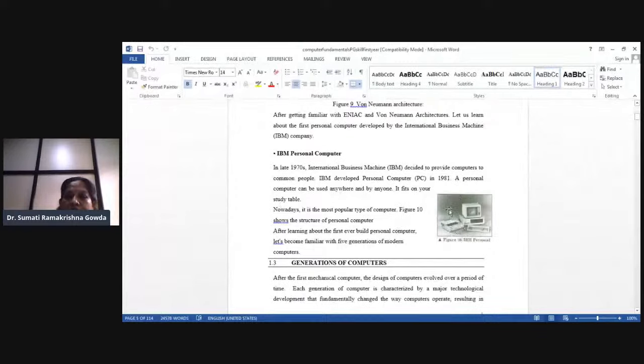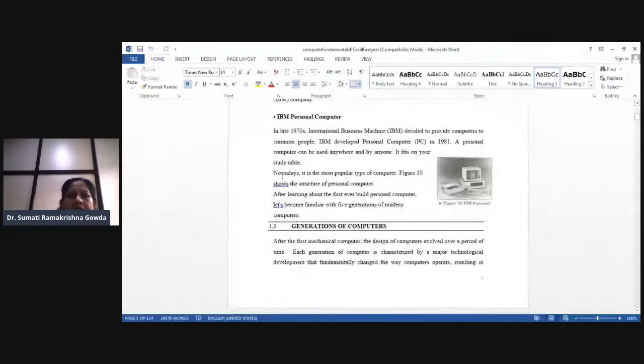You can see this in figure 10. This is the IBM personal computer. You can see here this is the hard disk. These are the old computers. Nowadays, it is the most popular type of computer, which is shown in figure 10.